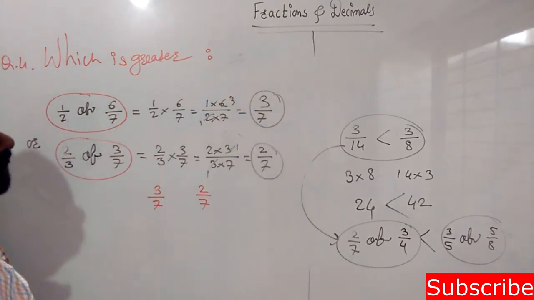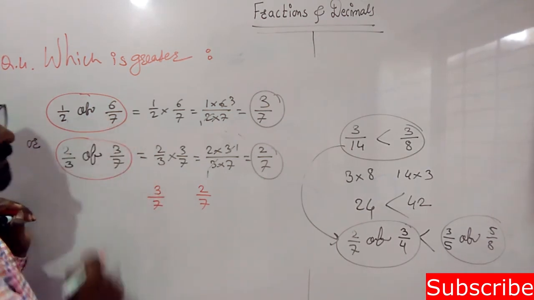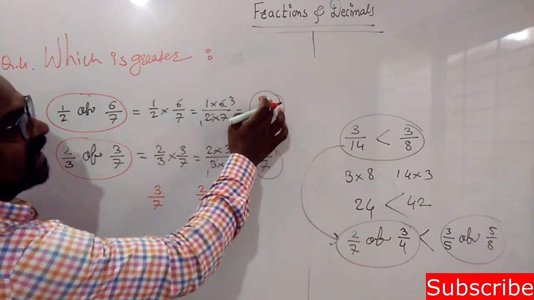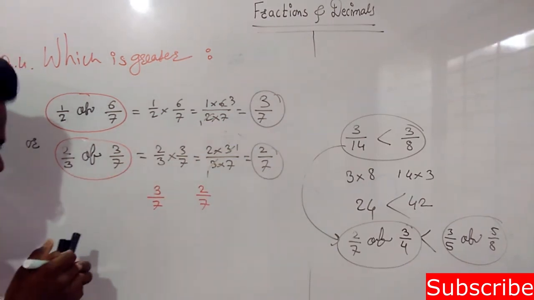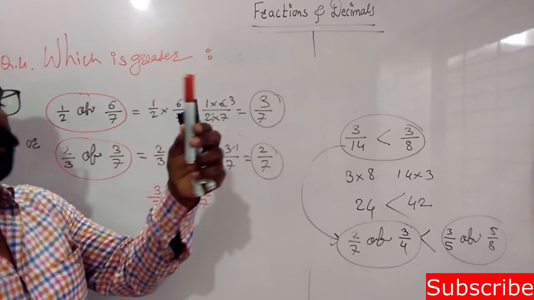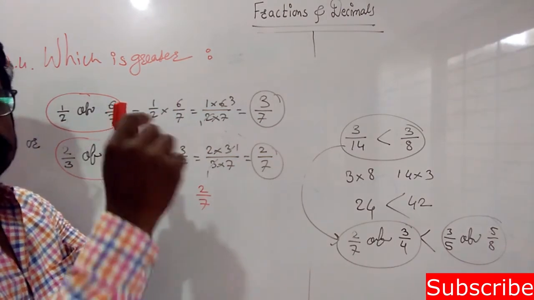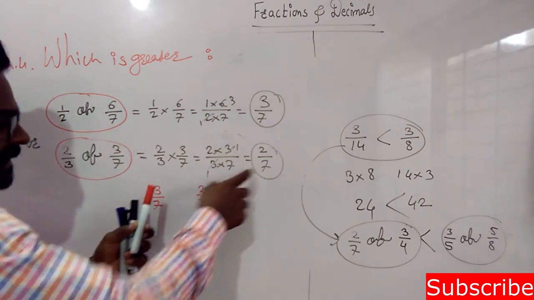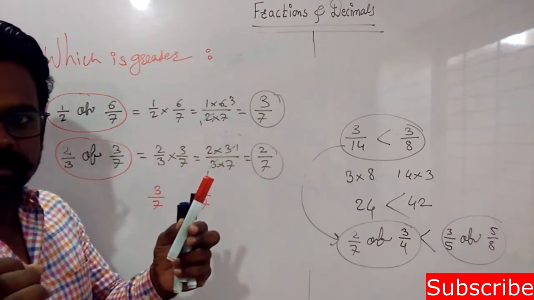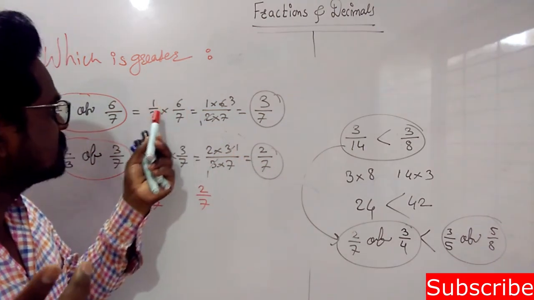Now here just by observation you can tell me which one is greater, the first one or second one. Here we have taken 3 parts out of 7. Suppose this pen is there, and if I make 7 equal parts of this pen, I am going to take 3 parts in the first case, and in the second case only 2 parts. So which one is larger? First case is larger.